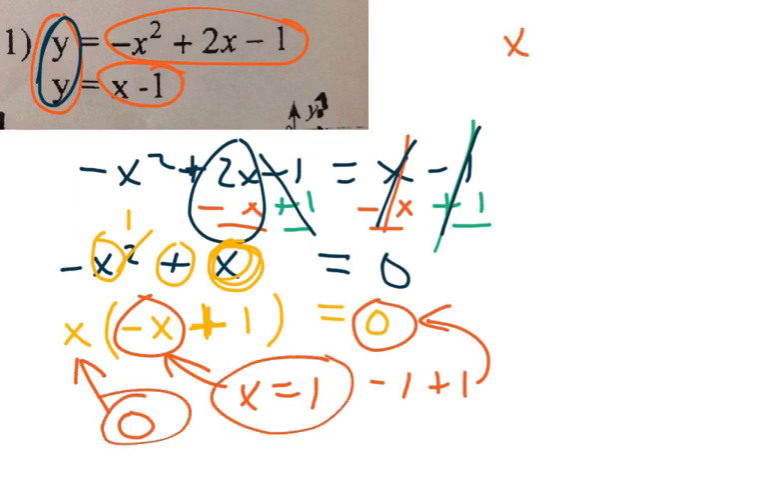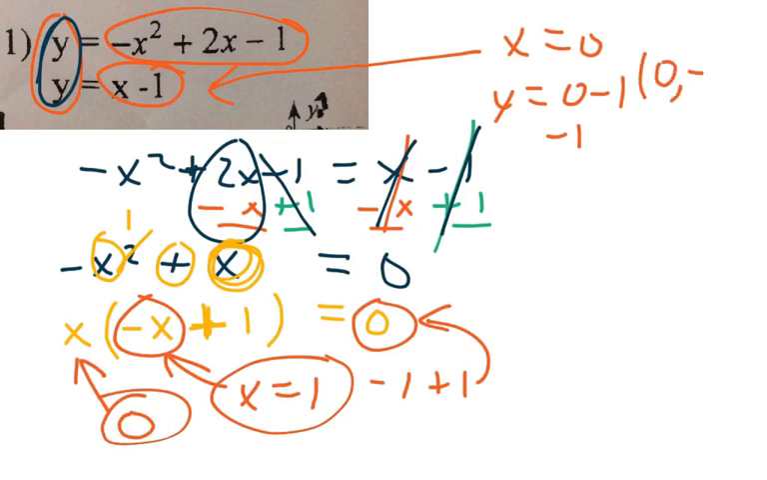So now we're just going to take x equals 0 and plug it in there. y is going to be x minus 1. If x is 0, we get negative 1. So one solution is going to be x equals 0, y equals negative 1.